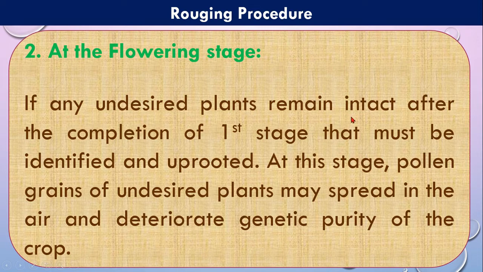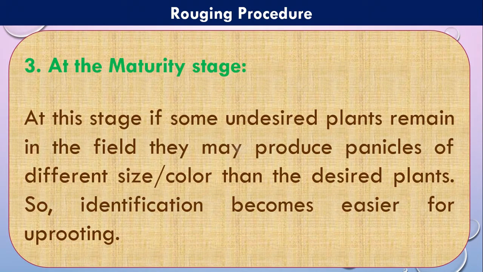So if any undesired plants remain intact after the completion of the first stage, they must be identified and uprooted. At this stage, pollen grains of undesired plants may spread in the air and deteriorate the genetic purity of the crop. That means we have to do this a second time. And the last one is, if we left any plant which we could not identify in the first and second stage, then when the plant is mature, that means when the panicle is coming, definitely we can identify it in the third stage, the maturity stage. So in this stage we have to uproot it.